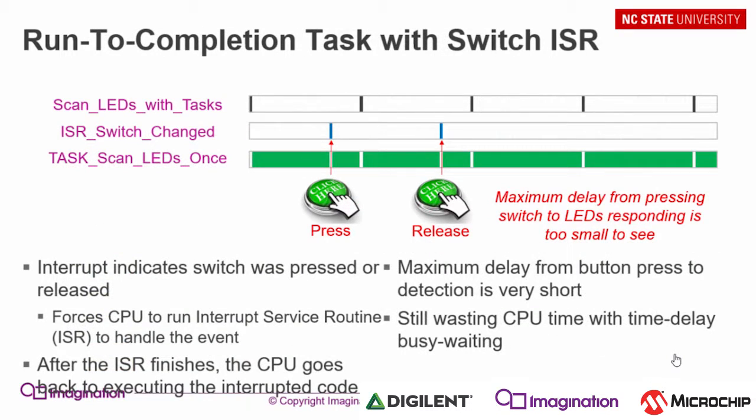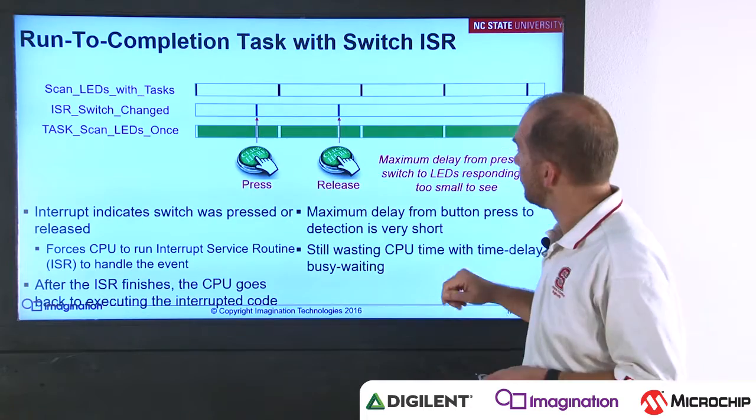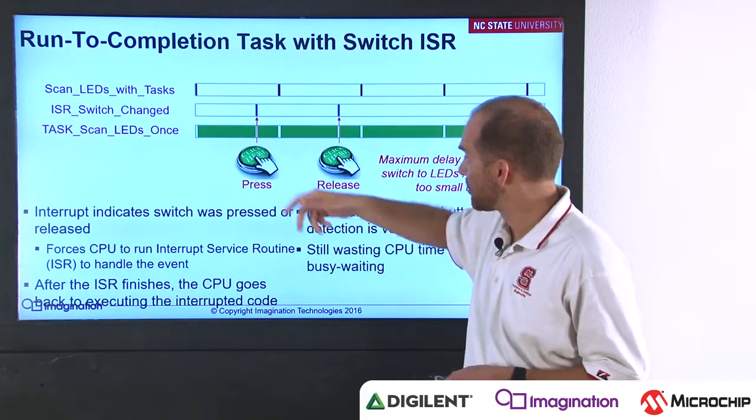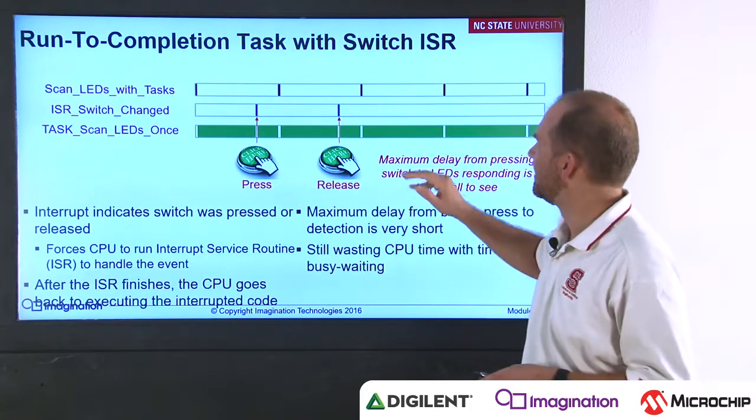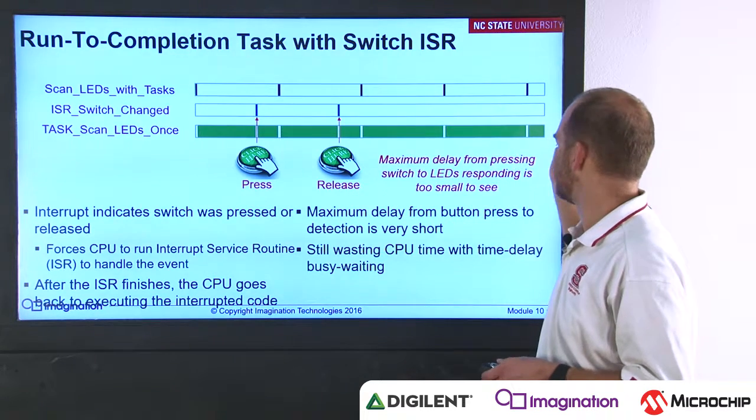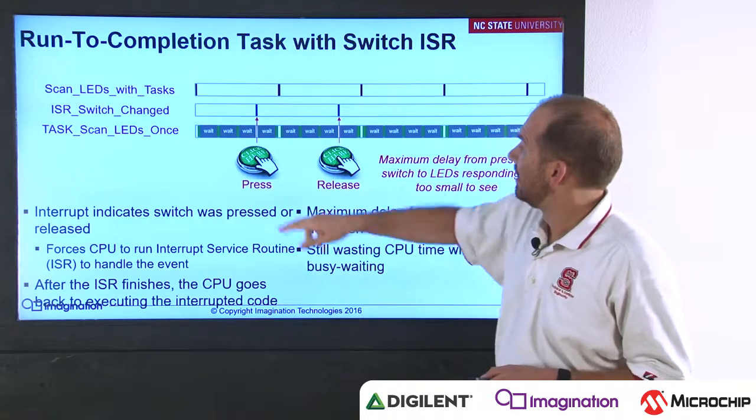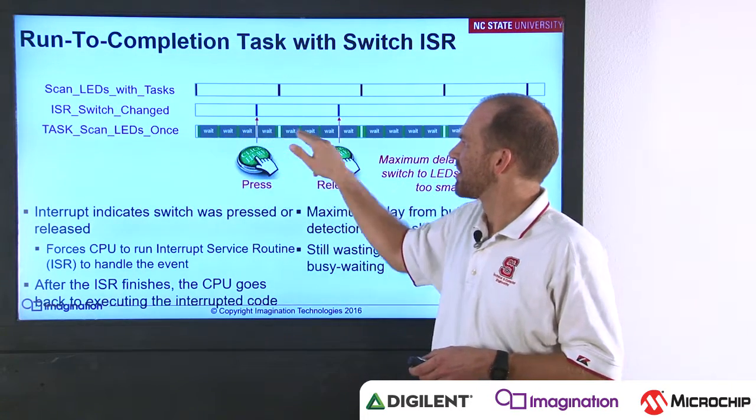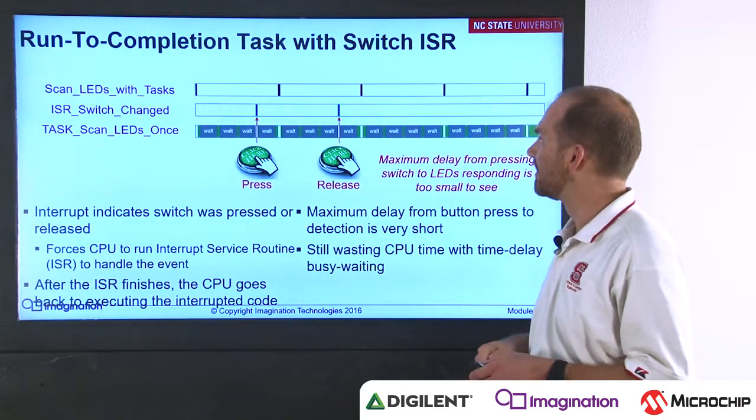So we next looked at how to improve the performance by connecting the switches to interrupts. And pressing a switch triggers an interrupt service routine, which detects that the switch has been pressed or released. And this significantly reduces the delay between pressing a switch and changing the LED lighting pattern. We got much better responsiveness with the switch ISR. There's still this busy waiting time within the scan LEDs. So the CPU is wasting time just burning through a loop.